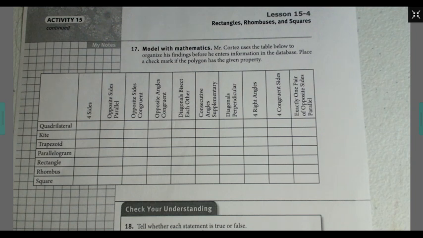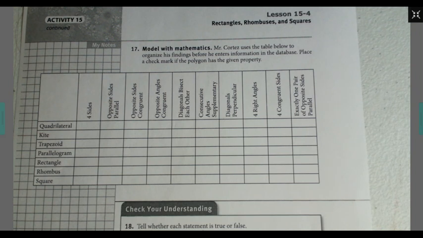All right, the last section for 15.4 states, model with mathematics. Mr. Cortez uses the table below to organize his findings before he enters information in the database. Place a check mark if the polygon has the given property. So now we're classifying our properties based on our words. Quadrilateral, kite, trapezoid, parallelogram, rectangle, rhombus, and square.